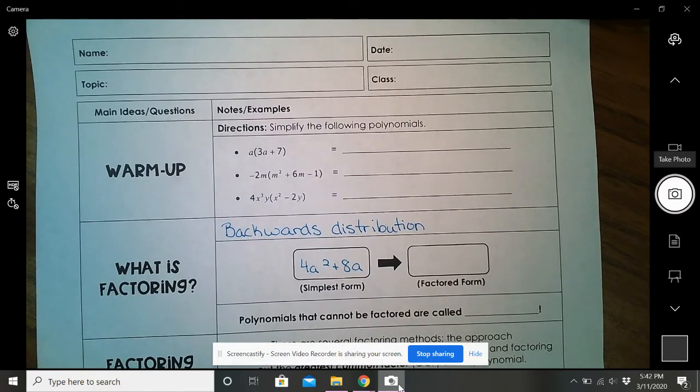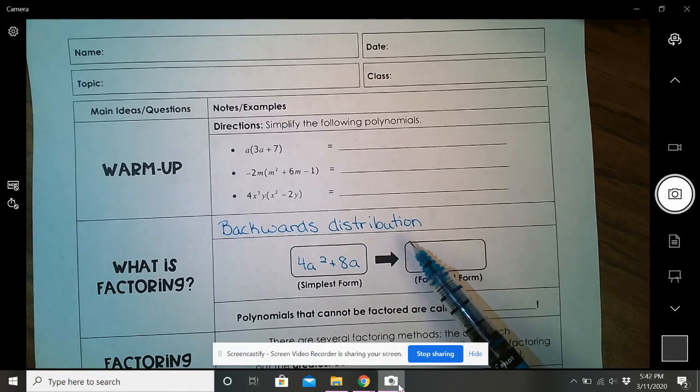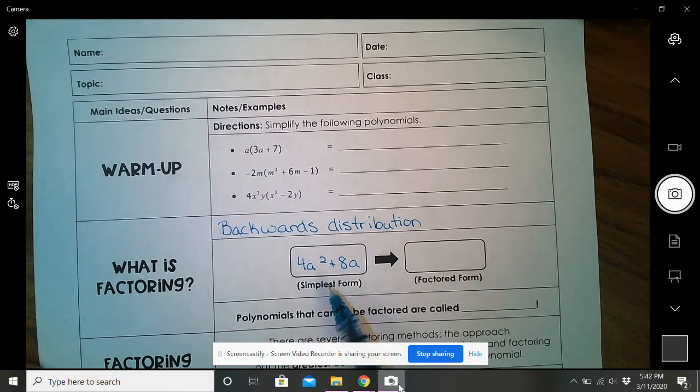Everybody, it's Mrs. Denton, and this is the first video in our unit on factoring quadratics. And when we're talking about factoring, we're talking about doing backwards distribution. We are taking something that's written in what's called simplest form, and we're breaking it down into the things that were multiplied together to make that term, those two terms.